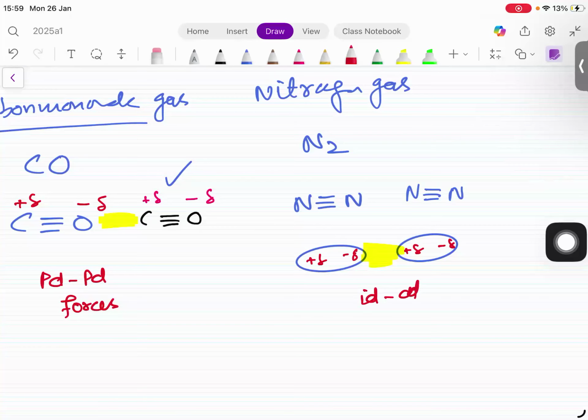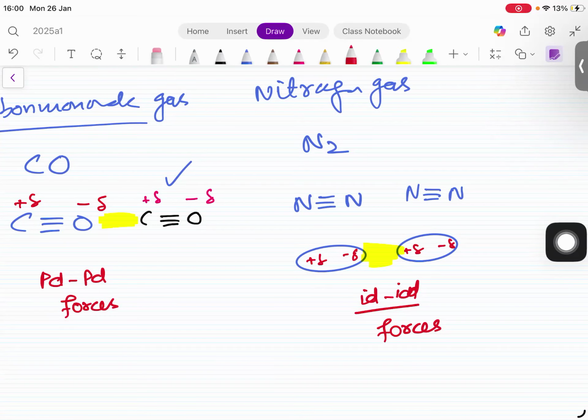What is the meaning of this? Induced dipole forces. They are known as ID. Why? Because there were no permanent dipoles. They were just developed when they come close to each other. Rest, the detail is the same. When the negative end of one dipole attracts the positive end of the other dipole, the rest of the detail is always the same, right? So this is how we look at these forces. Do you have any question?